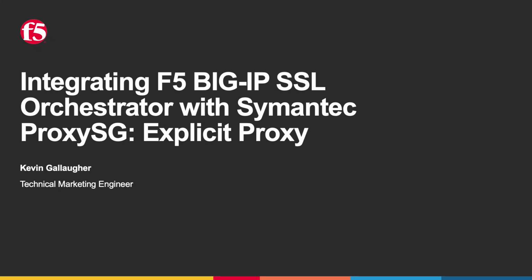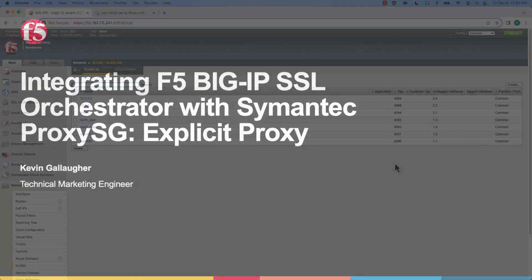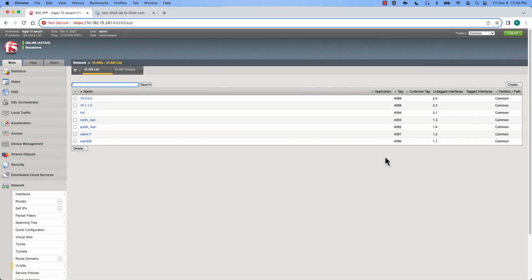Hi, I'm Kevin Gallagher, Technical Marketing Engineer for F5, and I'm here to show you how to integrate BIG-IP SSL Orchestrator with the Symantec Broadcom ProxySG as an explicit proxy. This demo assumes that you have SSL Orchestrator configured with a topology and a service chain. We'll be using BIG-IP version 17.1, SSL Orchestrator version 11, and the Symantec ProxySG will be version 7.3.1.